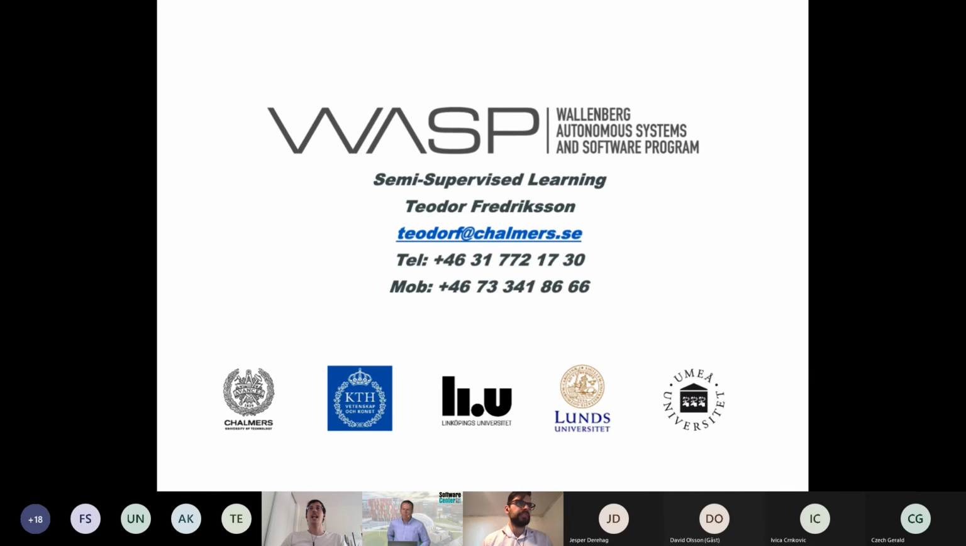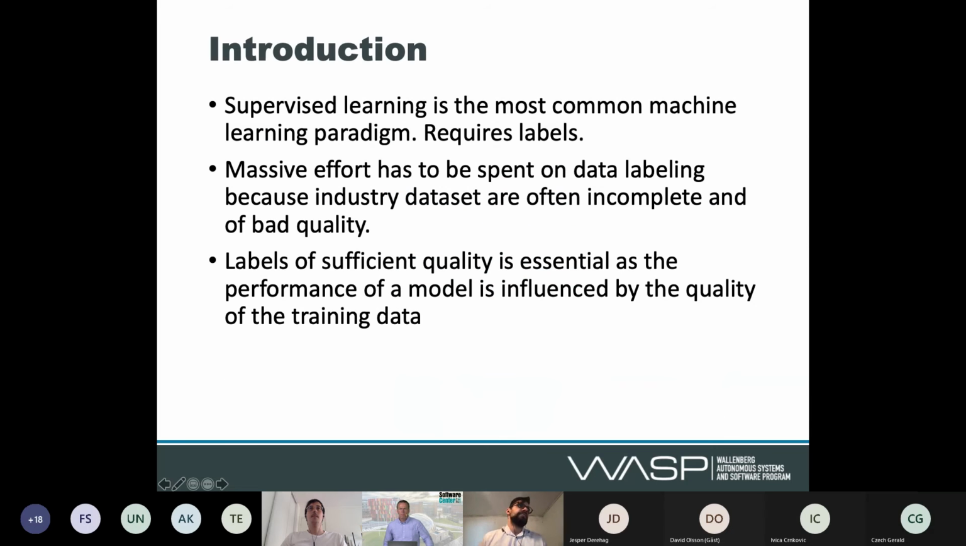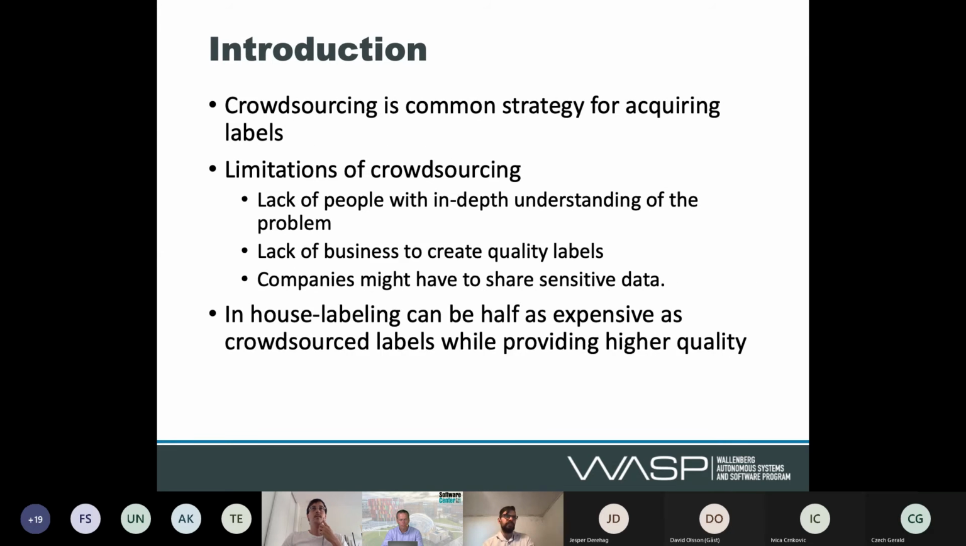Yes, I'm going to talk about semi-supervised learning, as John said. So, as you know, in practice, supervised learning is the most common machine learning paradigm out there, but the problem with it is that it requires labels. So massive effort has to be spent on data labeling, because in the industry, data sets are often incomplete or of bad quality. And labels need to be of sufficient quality, as the performance of a machine learning model is influenced by the quality of the training data.